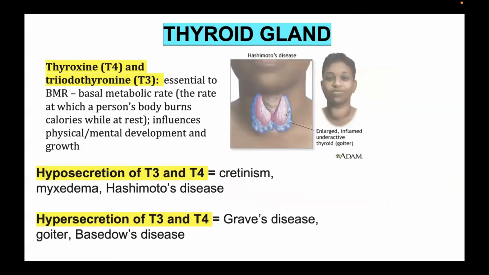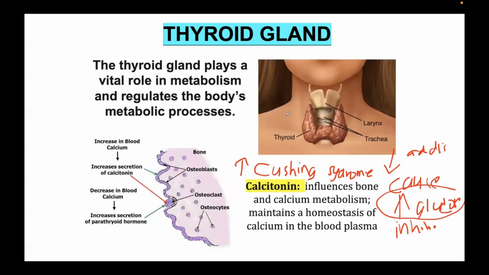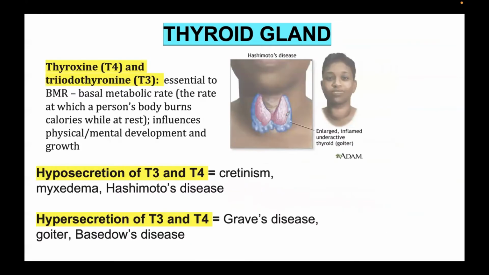Next, mapunta naman po tayo sa T4 at T3. Okay, thyroid hormones po itong mga nabanggit kasi thyroid gland tayo. T4 is the thyroxine, T3 is the triiodothyronine. So these T4 and T3 are essential to your BMR or basal metabolic rate. It is the rate at which a person's body burns calories while at rest. It influences the physical or mental development and then the growth.